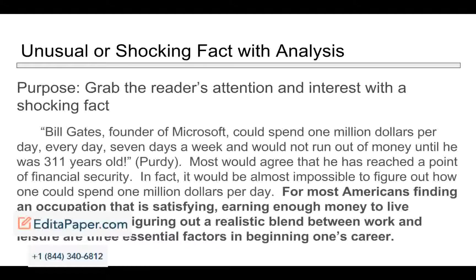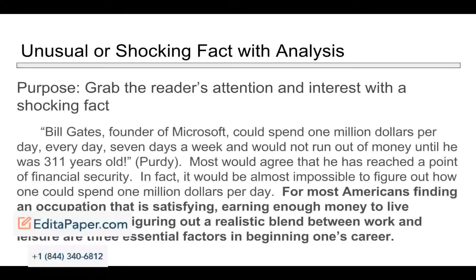And again, you want to follow that unusual or shocking fact with analysis because you want to make sure your reader knows why the heck you started with this particular fact. So this does a really nice job of grabbing the reader's attention and grabbing their interest because shocking facts are super interesting. So here is a shocking fact.